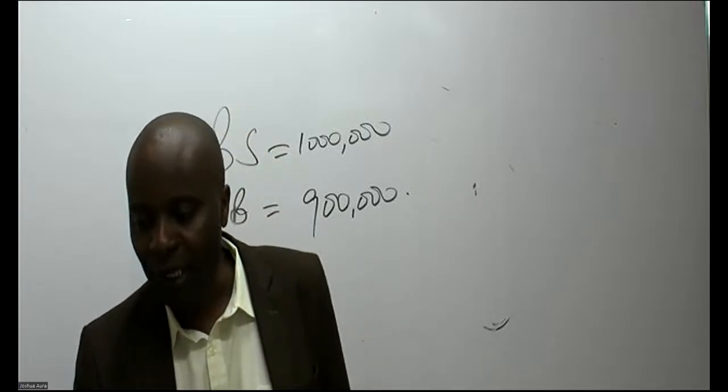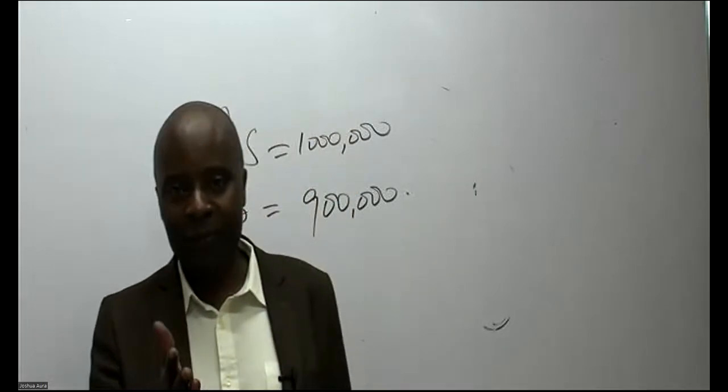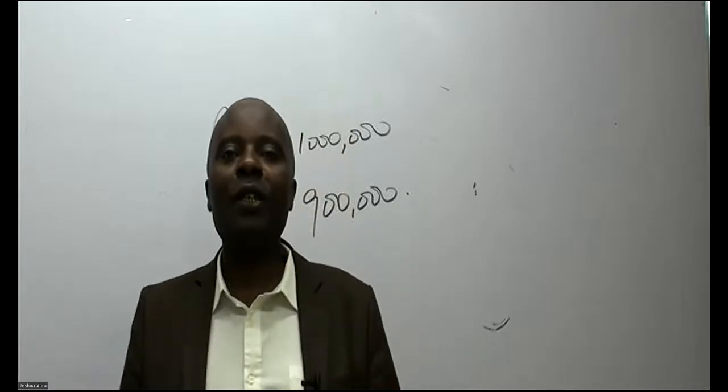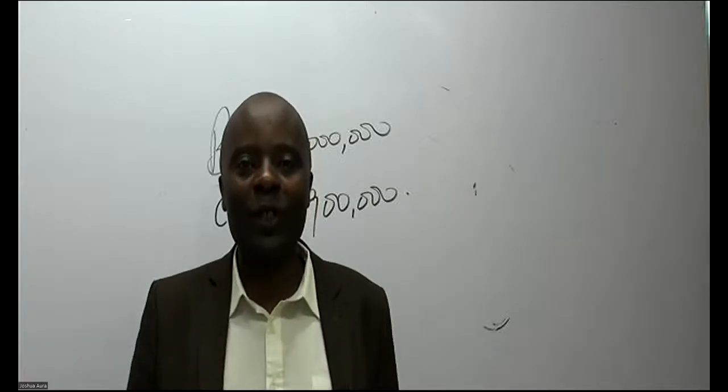Now, ladies and gentlemen, from there, we have the second item. We have what we call time lag between depositing amounts into the bank account and this appearing on the bank statement, what we call unrecorded lodgements. Now, ladies and gentlemen, remember, especially in those good old days, we have received as RCM Online College some payment in form of a check.